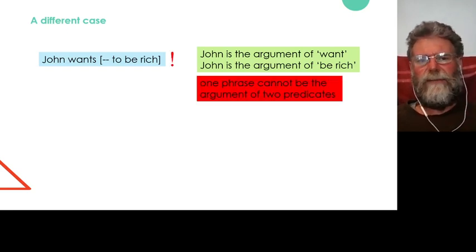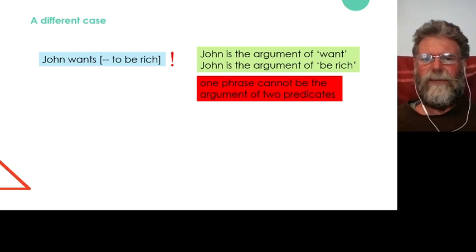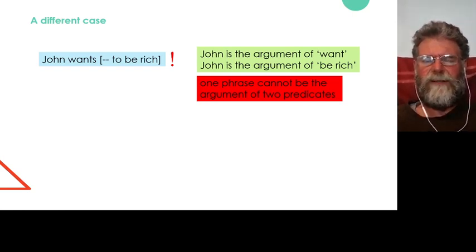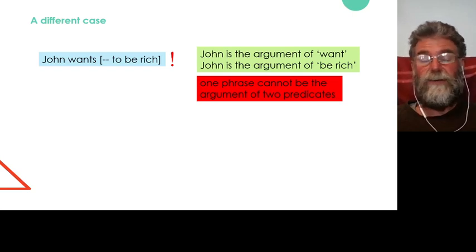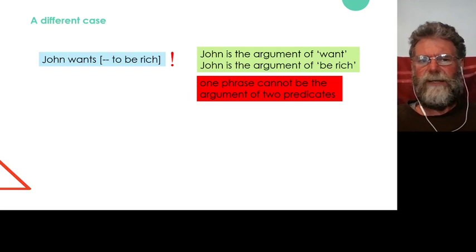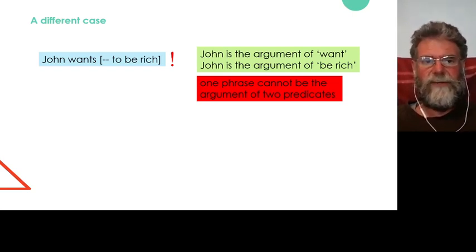But that can't be, because one phrase can't be the argument of two different predicates, because as we've said, at D structure, all arguments sit in the positions where they are related to their predicates. And if you've got an argument that's related to two predicates, that's going to require it to be in two different positions at D structure before anything even moves. And clearly one thing can't be in two positions. So this can't be the right analysis here, where John is the argument of both clauses.